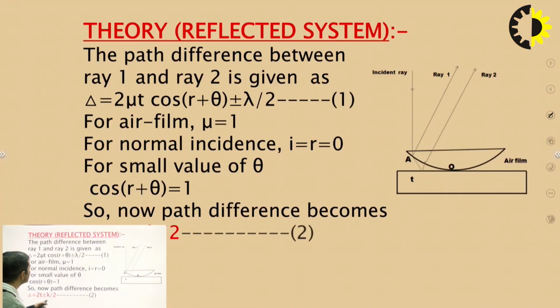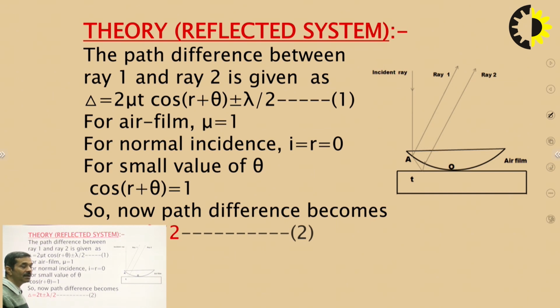Now we'll discuss the theory behind it, how these rings are formed due to interference. There are two systems. We can observe Newton's rings in two cases. First, I will discuss the reflected system, then I will discuss the transmitted system. So first I will discuss how Newton's rings are formed in the reflected system.